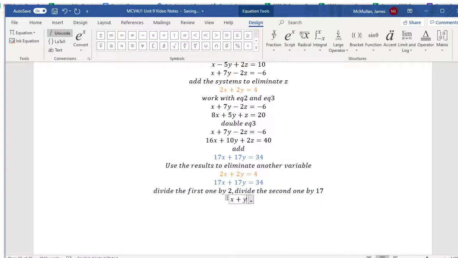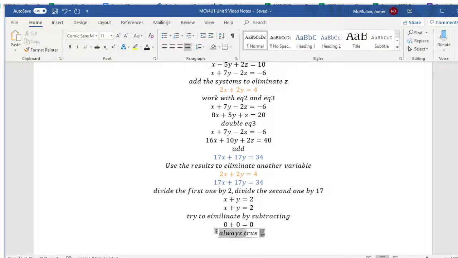What happens? I get x plus y equals 2, and then x plus y equals 2. Now when you try to eliminate by subtracting, you get 0 plus 0 equals 0, which is always true. Okay, now what does that mean? 0 plus 0 equals 0 is always true. Well, since it's true, you must have a solution. Okay?